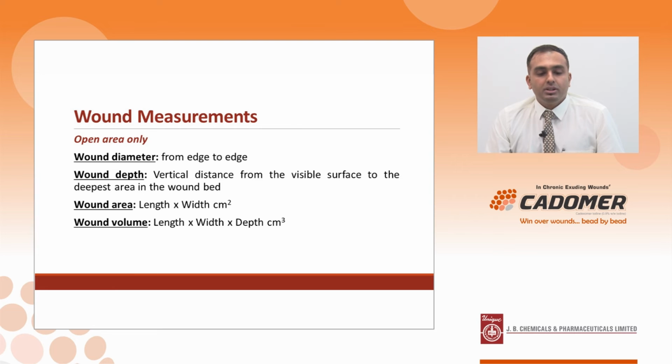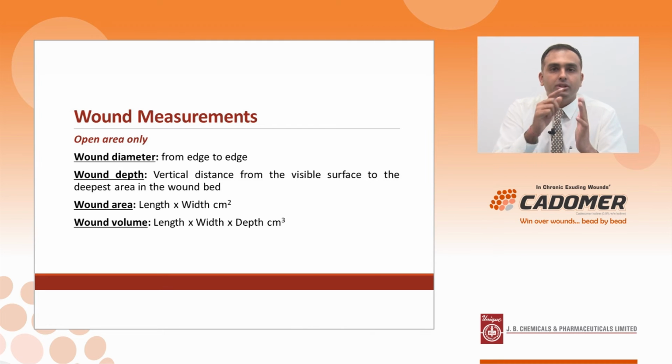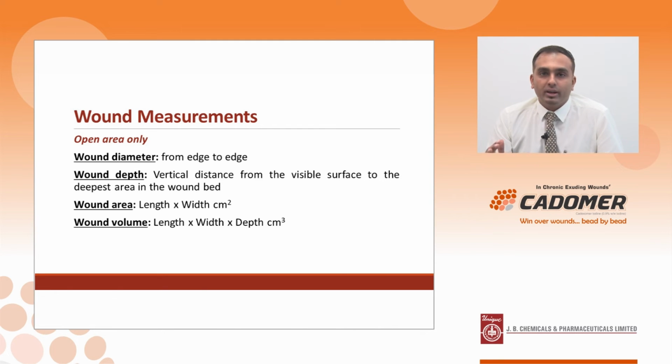Now, wound measurements. How are wounds measured by doctors? Firstly, the doctor would measure the diameter of the wound from one edge to the other edge. That is, the doctor will measure the longest length and the longest width. This is important because, before the start of treatment and during the treatment, such measurements help the doctor to make a note of whether the wound healing process is progressing smoothly or not.